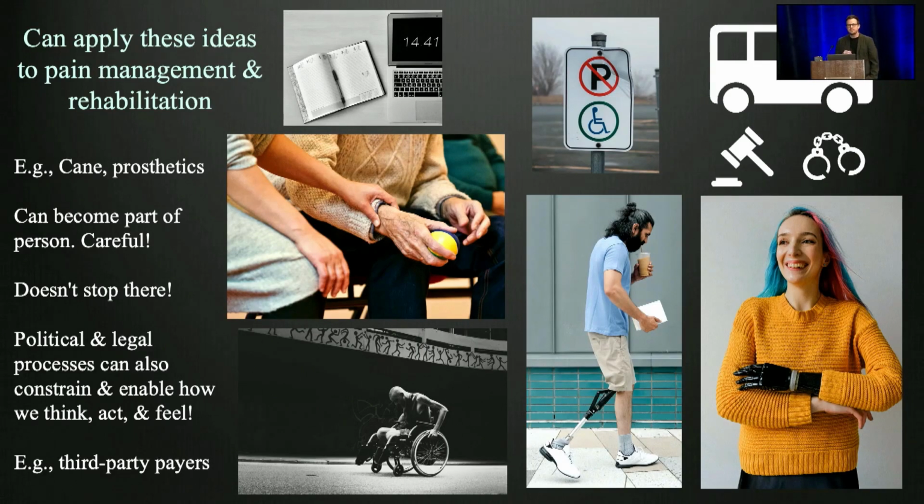But it doesn't stop there. So enactivists say it's not just about the material items, it's also about how political and legal processes can constrain and enable how we think, act, and feel. So the example brought up this morning, I already had it in my slides. I was like, yes, third-party payers, an example there. Often looking for a tissue-based explanation for pain can be extremely frustrating for the person that doesn't have some fancy diagnosis or something that we can clearly pinpoint. So it clearly can shape how people feel.